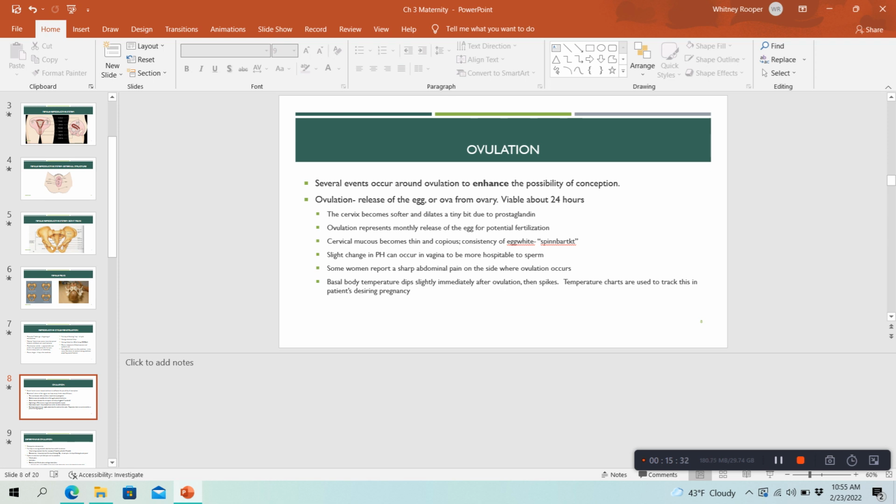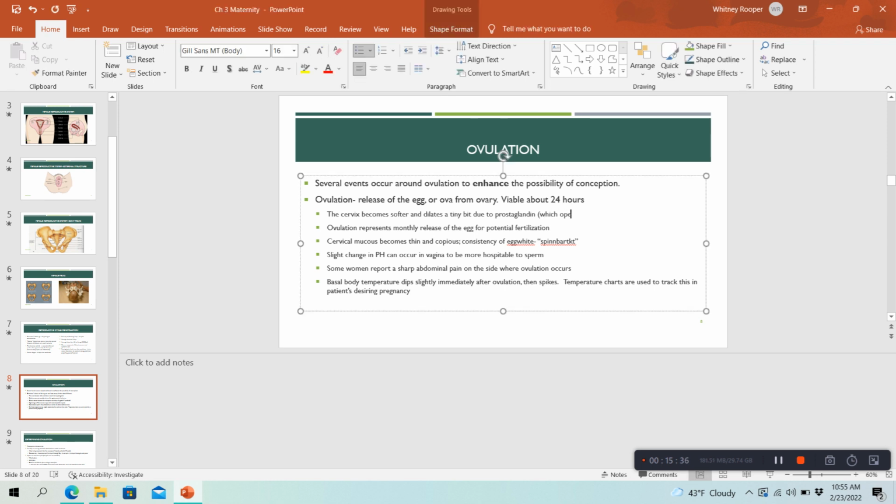As I said, ovulation represents monthly release of the egg. Cervical mucus becomes thin and copious with the consistency of egg white, and again, that just becomes a medium that is hospitable to sperm. There's a slight change in the pH in the vagina so that it's more hospitable to sperm. Normally, pH in the vagina is extremely acidic, like 4 to 5, very acidic.